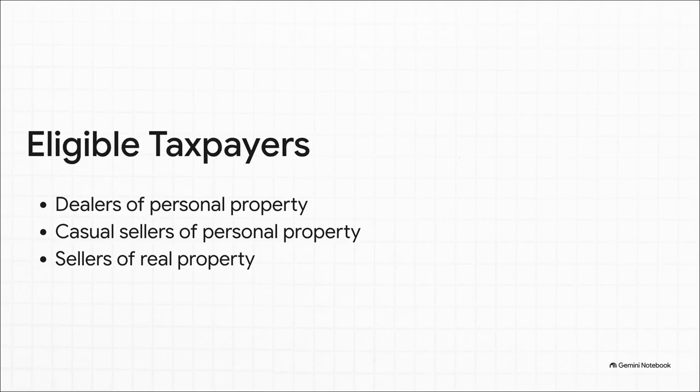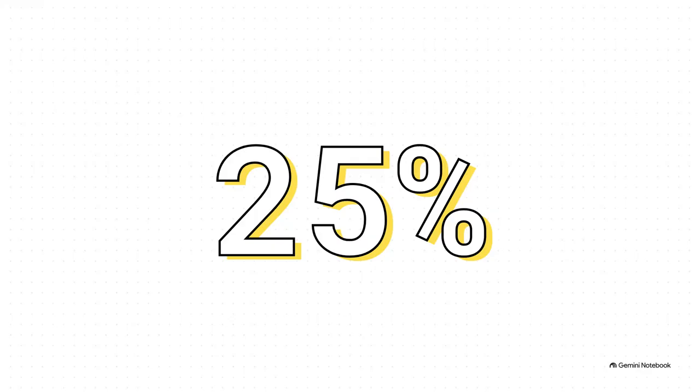Dealers of personal property, think of an appliance store. They have it relatively easy. But casual sellers of personal property and sellers of real property, they face incredibly strict numerical limits. Okay, burn this number into your brain right now. 25%. This is your ultimate anchor metric. For casual sellers and real property sellers, your initial payments absolutely cannot exceed 25% of the selling price. If it hits 25.1%, boom, you lose the installment privilege entirely, and you have to report everything up front.